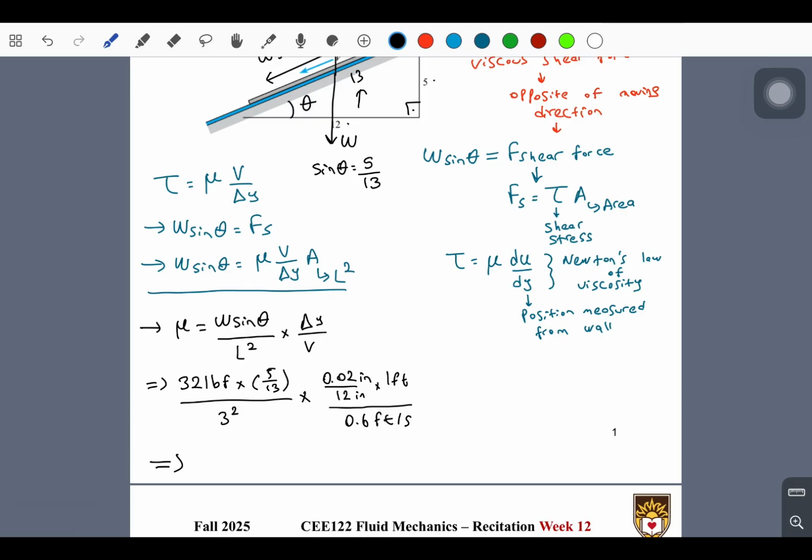And from here, the dynamic viscosity will be equal to 0.0038 pound force second over square feet.